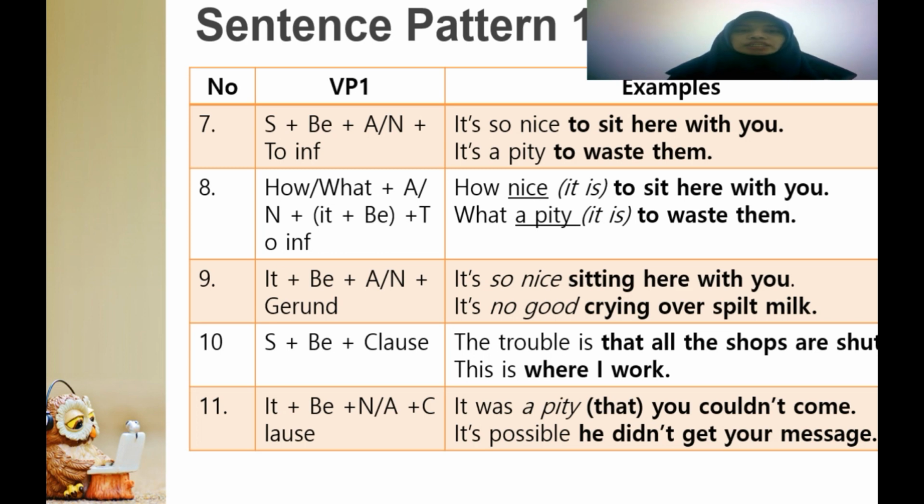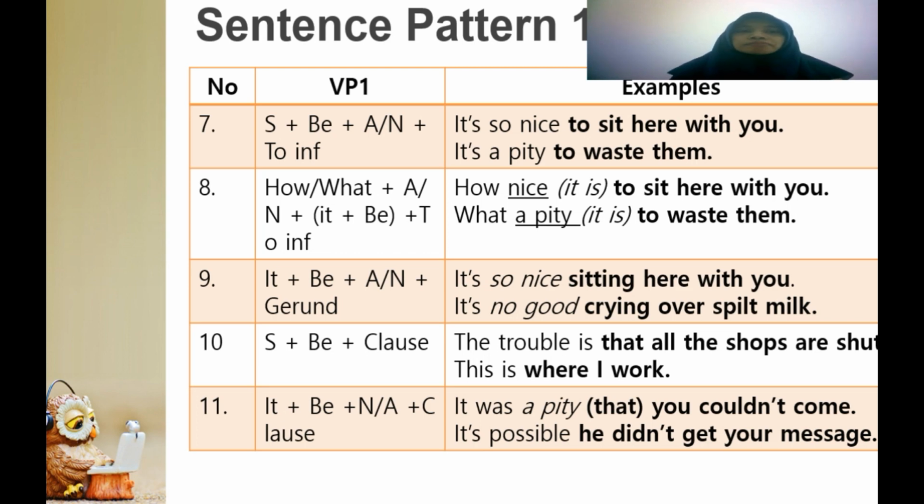It here is the subject, and then is the verb, and then a pity is a noun, and then we have the to infinitive phrase, to waste them. Next one, 8, we have how or what plus adjective or noun plus it plus to be, but it's optional.